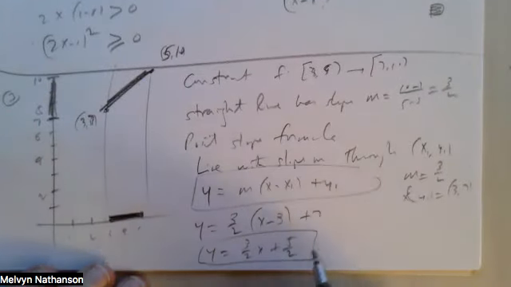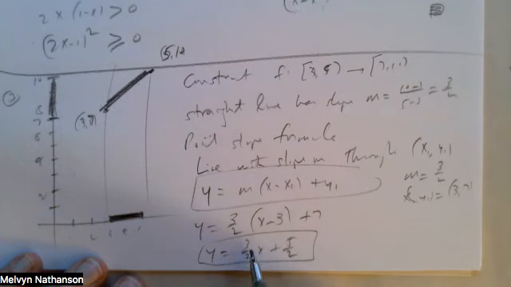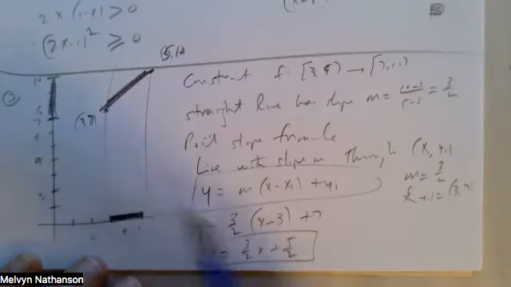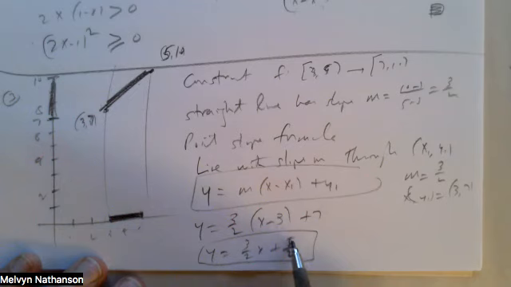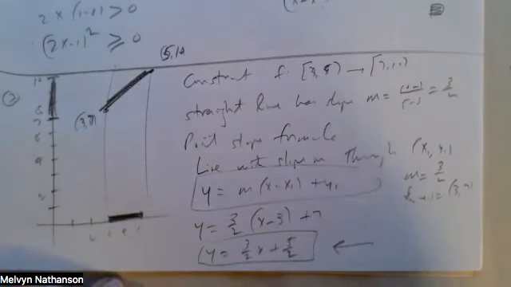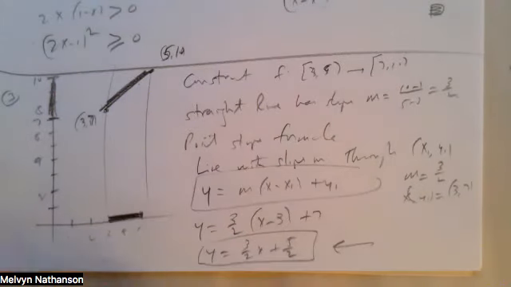So if I did this correctly, let's see. When x is 3, this is 9/2 plus 5/2, 14/2 or 7. When x is 5, this is 15/2 plus 5/2, 20/2, which is 10. So this is one example, the simplest perhaps, of a one-to-one correspondence between these two intervals.